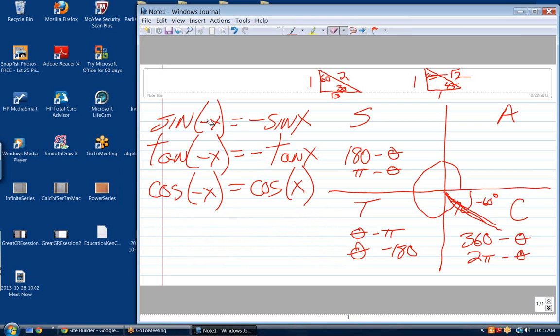Alright, so those three fit the definition of odd. That's an odd function. This is an odd function, and this is an even function. So all of them are odd except cosine and secant, which are both even functions.